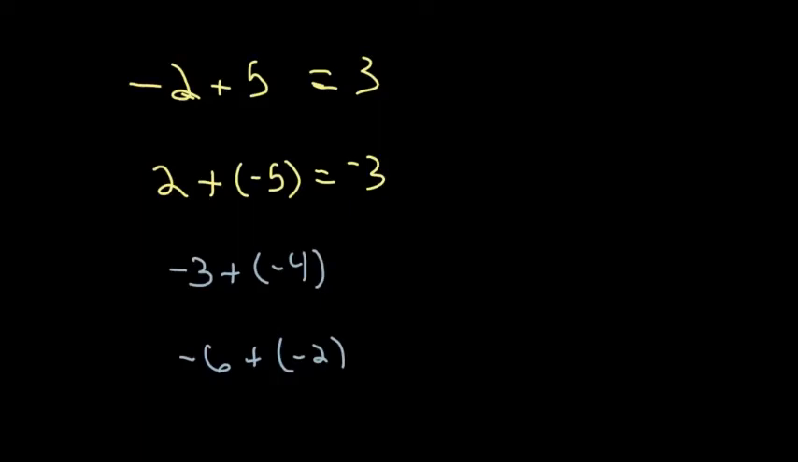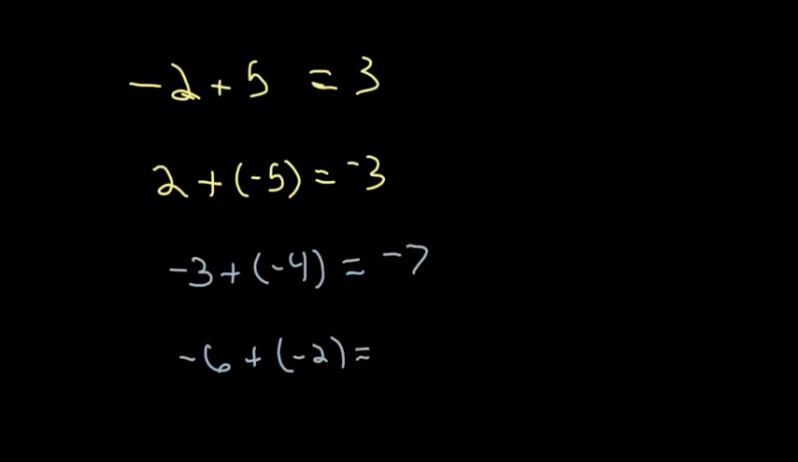Now if you're adding two negatives, -3 plus -4 is like saying I borrowed $3 to buy something, and then I borrowed another $4. So how much do I owe? I owe $7. So that would be a -7.